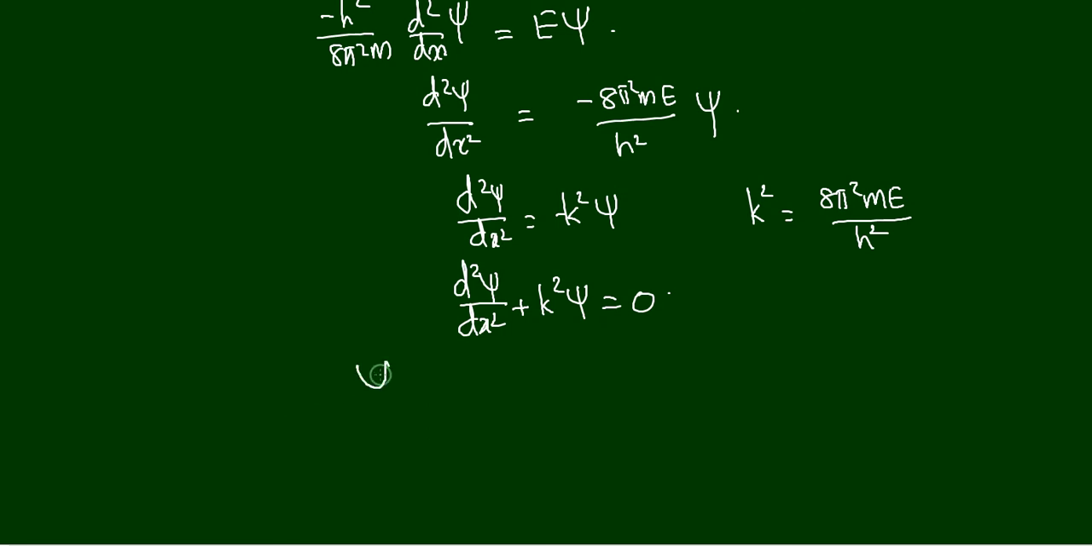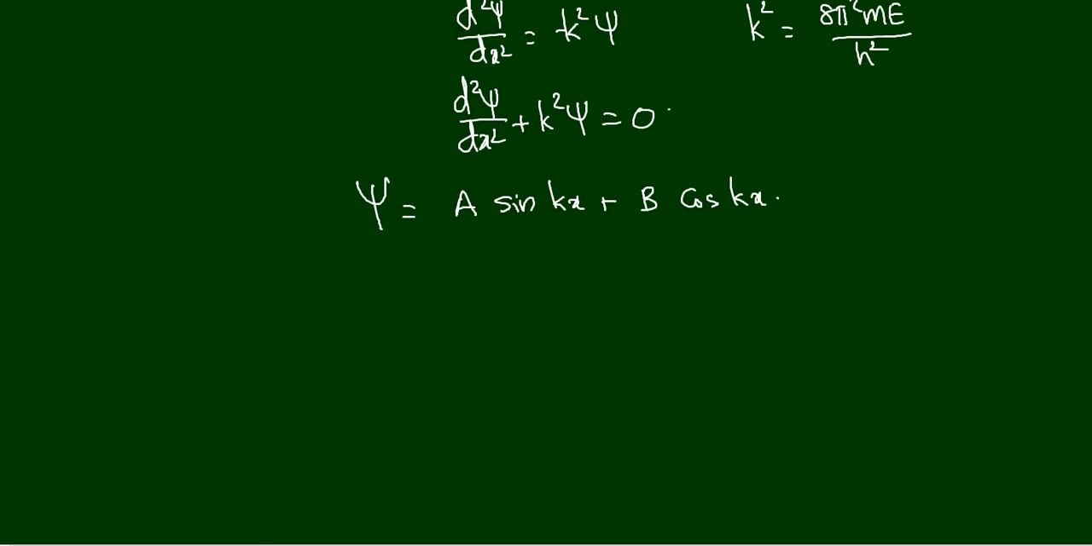Now we have a standard second order differential equation, and you already know the solution of this type of equation because we already learned the free particle in one dimension. There also we encountered this type of differential equation. So psi is equal to a sine kx plus b cos kx. Okay, that is the general solution for the Schrodinger wave equation for the particle in the one-dimensional box.